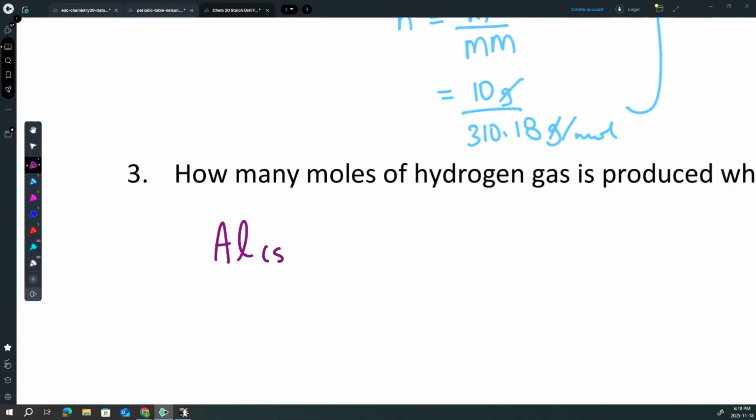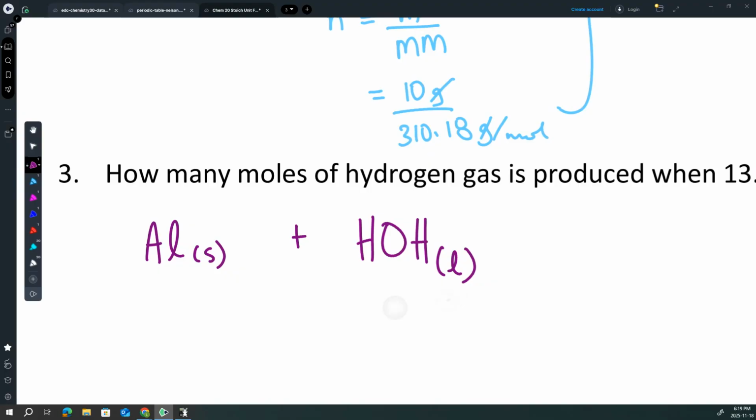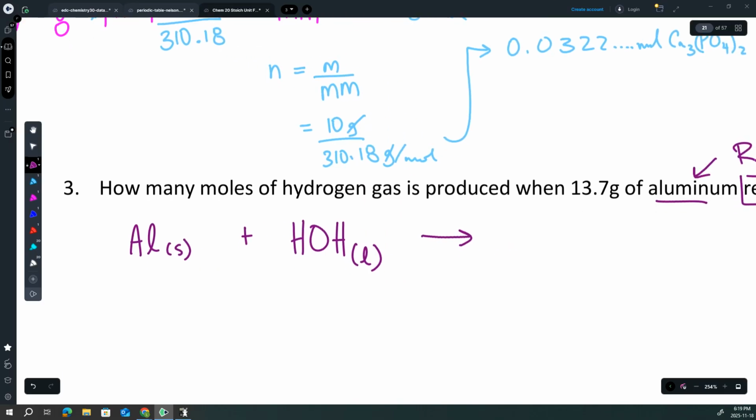We've got aluminum, which is a solid at room temperature, and that is reacting with water. I am going to write it as HOH to make life easier to figure out what our products are going to be. Okay. Although we are given what one of the products is because it says hydrogen gas is produced. But you should know how to do this process even if you aren't told what one of the products is.